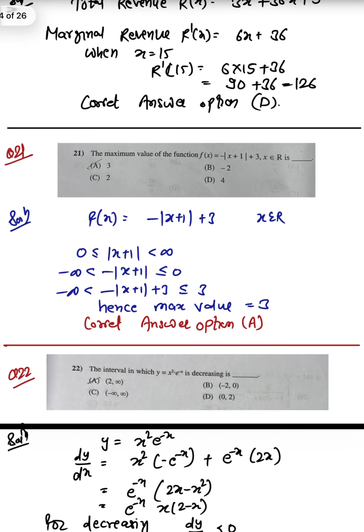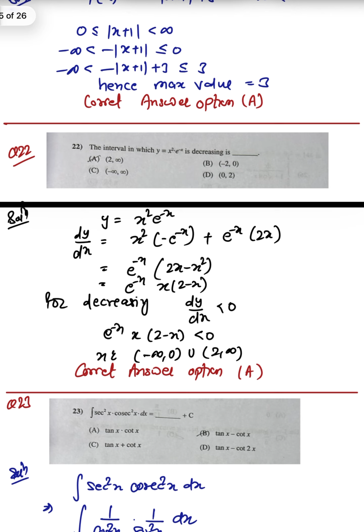Problem number 21. The maximum value of the function f(x) equals minus of mod of (x plus 1) plus 3 is asked. We know the range of mod x is from 0 to infinity. Similarly, minus of mod x ranges from minus infinity to 0. So the maximum value is 3 only. That's why option A is correct.